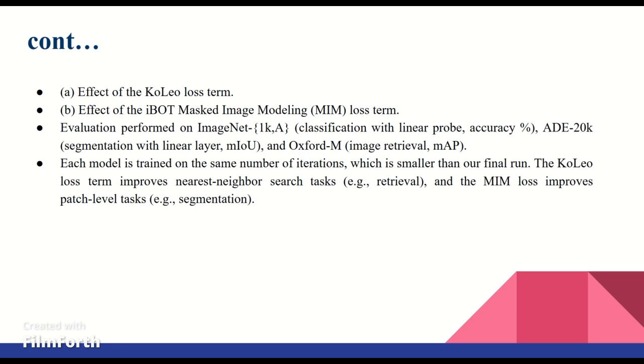To sum up, KoLeo loss improves retrieval, MIM improves segmentation, and each training change contributes differently. All models were trained for equal steps, and results use simple linear probes, showing the direct effect of each component clearly.